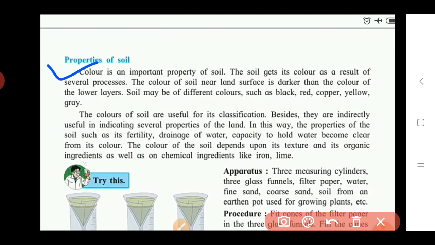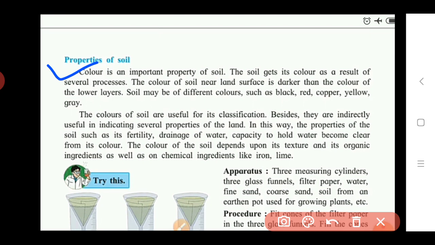So here I read this para. Color is an important property of the soil. Soil is found in various different colors, so it is an important property of soil. Depending upon the color of the soil, its nature also depends, that is, which type of soil is present. So color is the most important property of that soil.